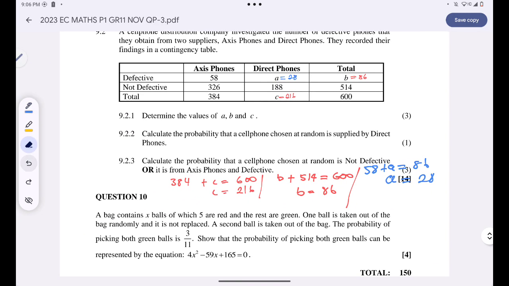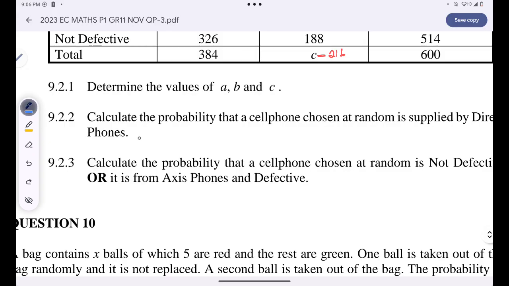Now let's go and answer question 9.2.2. We are supposed to calculate the probability that a cell phone chosen at random is supplied by Direct Phones. The probability of a phone being supplied by Direct Phones is the total number of phones supplied by Direct Phones divided by the total number of phones in the sample space. I have 216 over 600, which is equal to 0.36. So that's the probability.